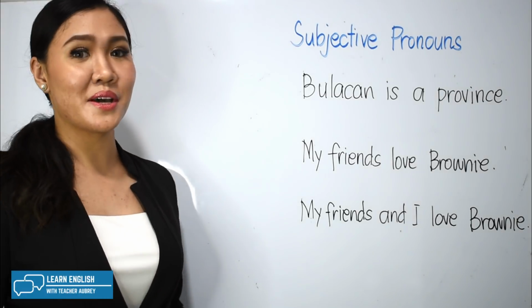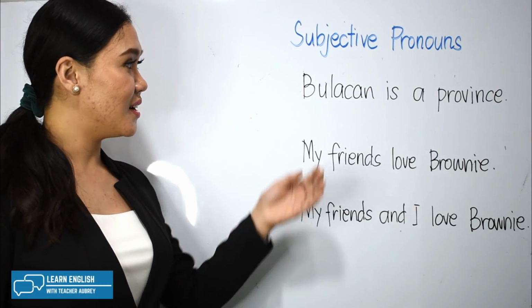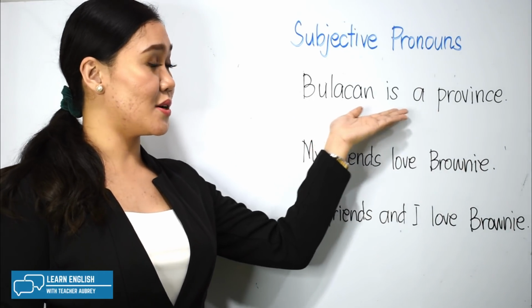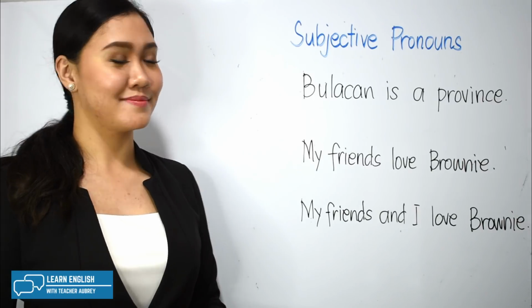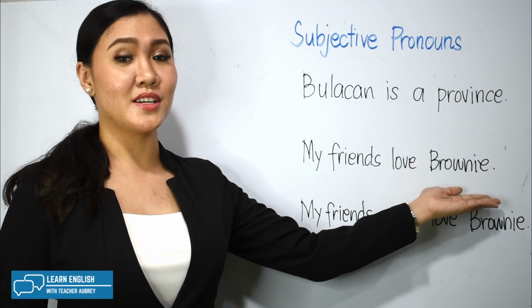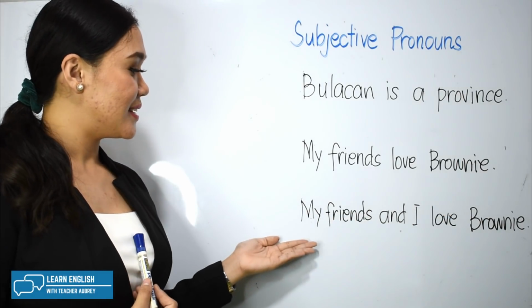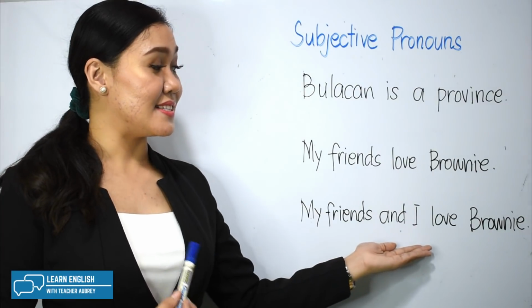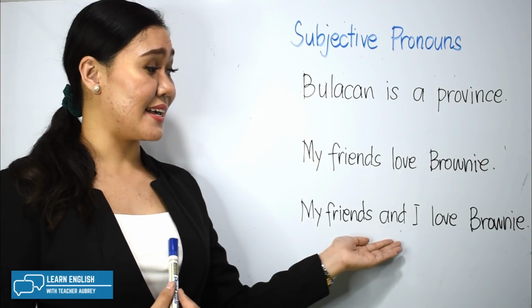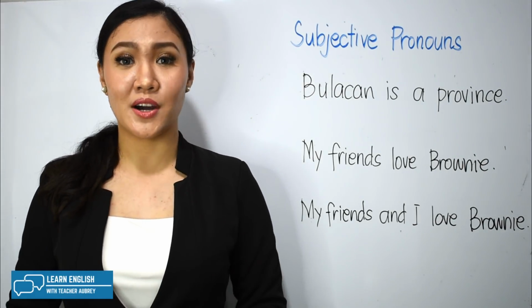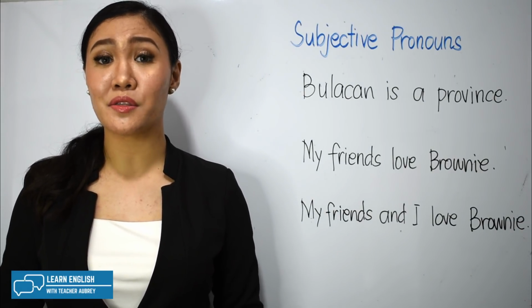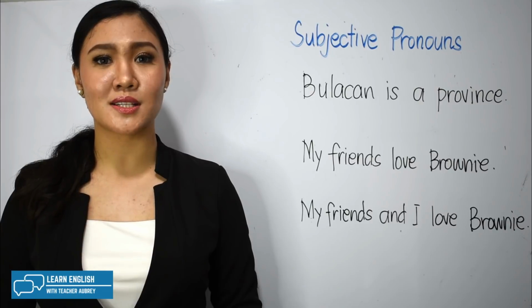Let's have more examples to answer. Let us read one by one. Repeat after me. Bulacan is a province. My friends love Brownie. Brownie is my dog. My friends and I love Brownie. Let us try to substitute the subjects or the nouns with the correct subjective pronouns.